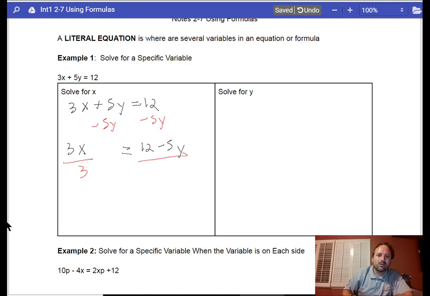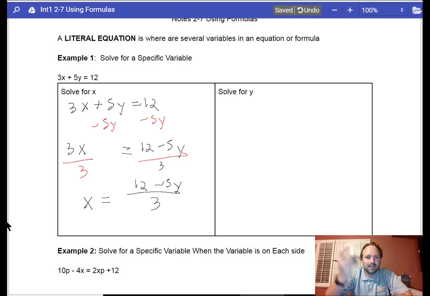Let's go on. We get x is equal to 12 minus 5y divided by 3. I mean, technically it'd be 4 minus 5 over 3 y, but let's forget it. So there's that. What does x equal? X equals 12 minus 5y divided by 3. The end. That's it. We don't have to do anything else. We just say, hey, that's what x is equal to. All right, next up. It says solve for y.